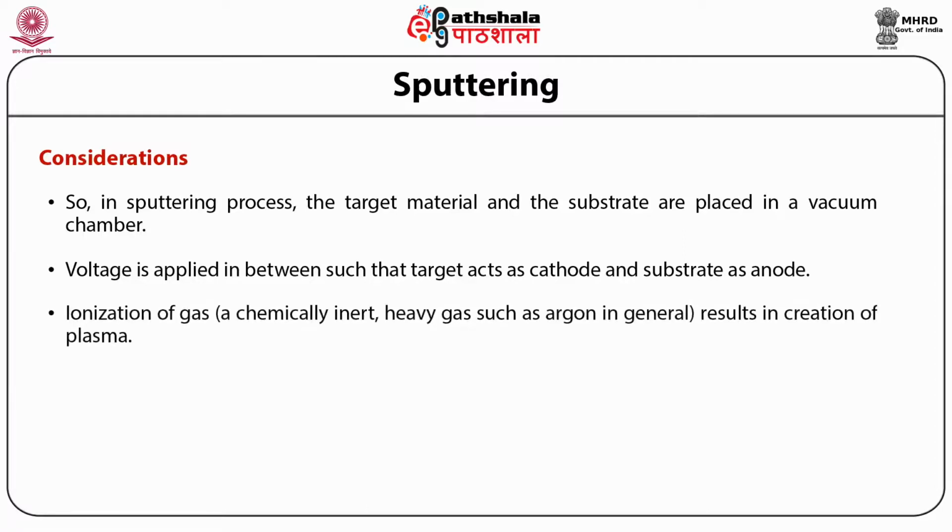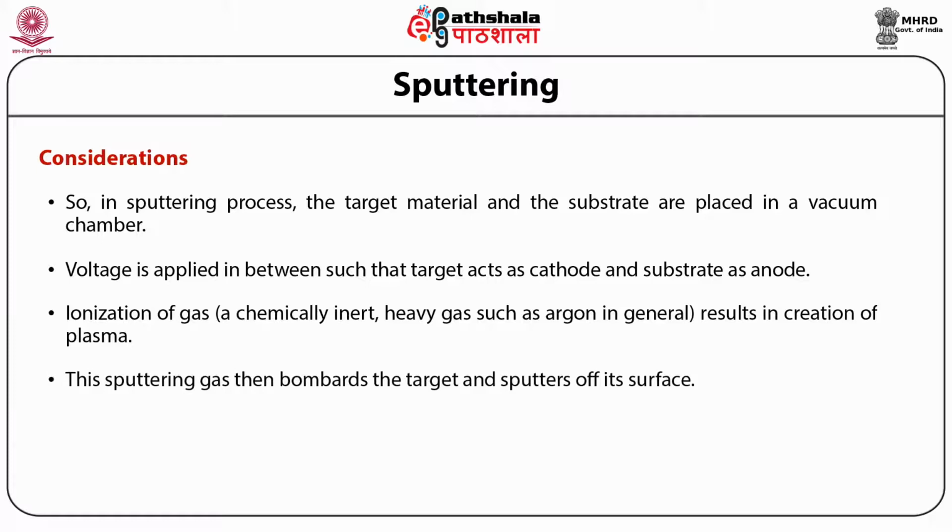Ionization of gas, a chemically inert heavy gas such as argon in general, results in the creation of plasma. This sputtering gas then bombards the target and sputters off its surface.